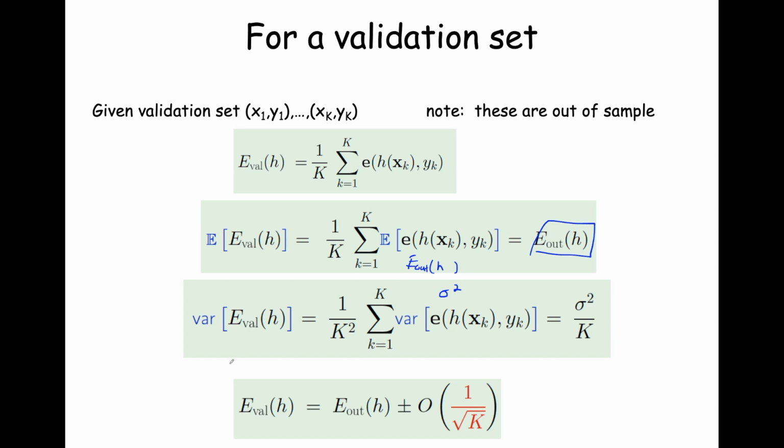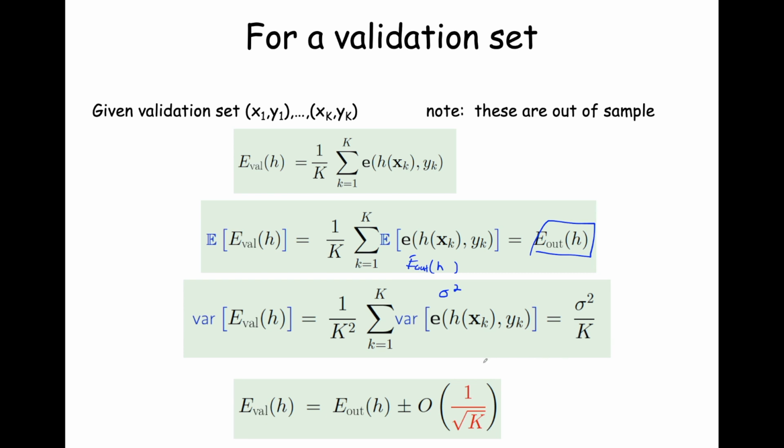And so if we express what E val is, that's just E out, which is what we're looking for, plus or minus the standard deviation, which is the square root of the variance. We leave out sigma squared because it's a constant, and the only dependent value that makes the variance bigger or smaller is this K term, the size of the validation set. So we take the square root of this variance, and we write it in big O notation, 1 over radical K, because we're taking the square root of K in the denominator.